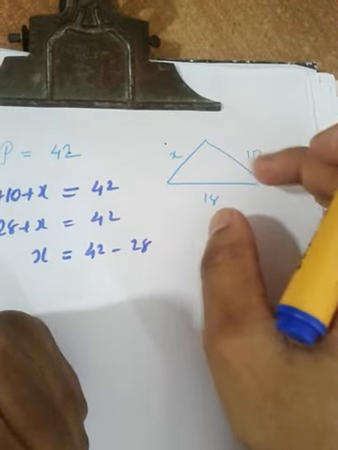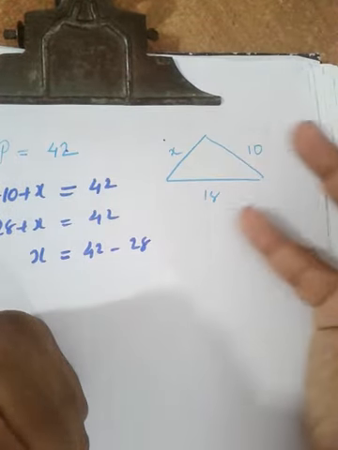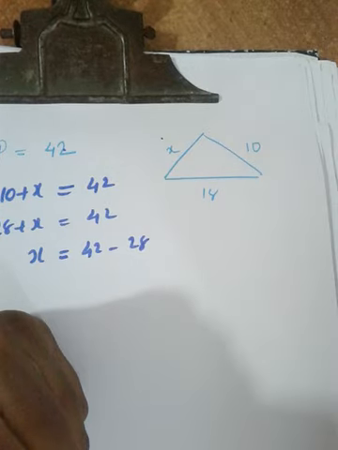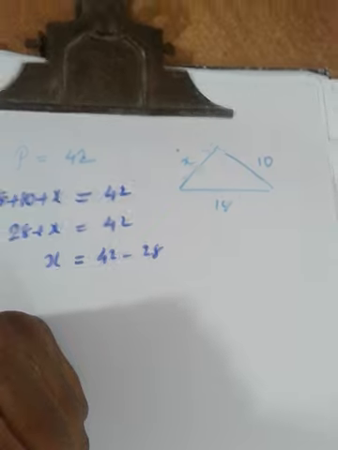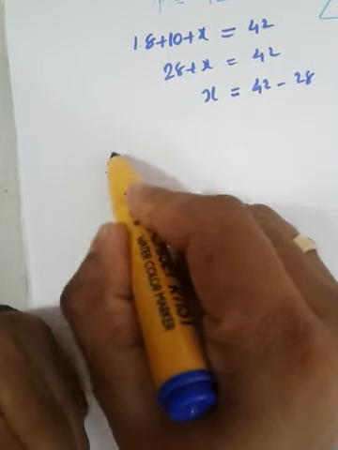And after calculating x, no problem, no? We got all three sides. Then use Heron's formula and calculate the area. That's it. You understood, no? So moving to the fifth question, we are going to solve it.